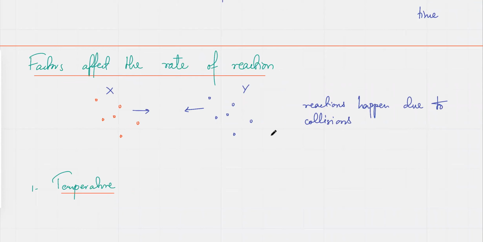Okay, so these two particles are going to react. Now, there are two factors. When we talk about collisions, you have to think of collisions in two ways. Number one, the first way is how frequently do they collide? So there's a frequency of collisions.